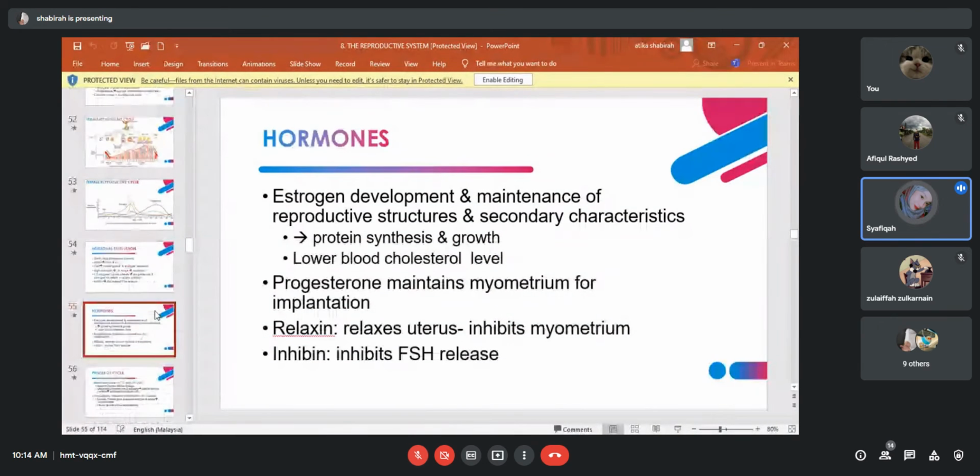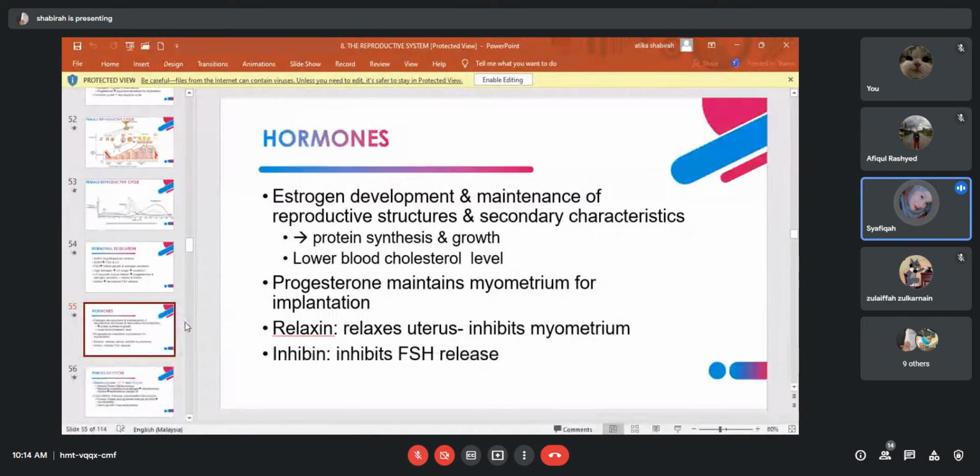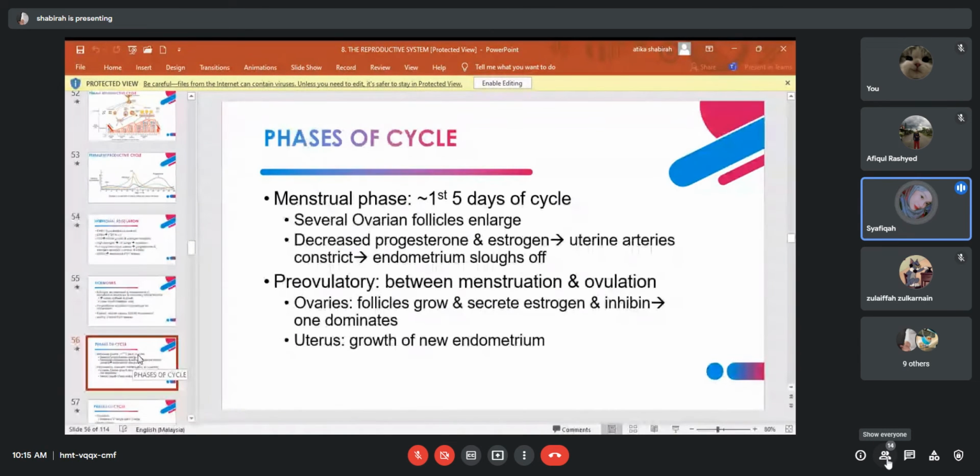Okay, next for hormone. Estrogen: development and maintenance of reproductive structure and secondary characteristic, which is protein synthesis and growth. Also, lower blood cholesterol level. Progesterone is for maintain myometrium for implantation. Relaxin relaxes uterus and inhibits myometrium. Inhibin inhibits FSH release. Okay, so next, phases of cycle.